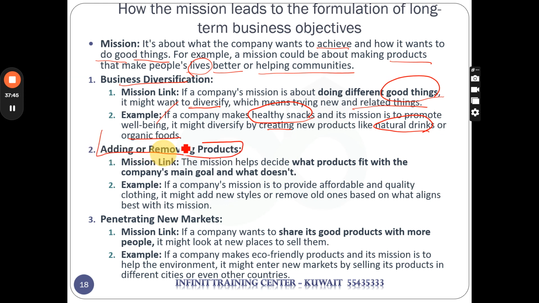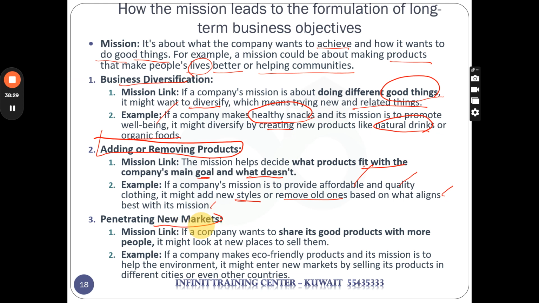Adding or removing products, this is another business objective. How can we link this to your mission? If a company's mission is to provide affordable and quality clothing, it might add new styles and remove old ones based on what aligns best with its mission. So the mission link is what products fit with the company's main goal and what doesn't. If something is not fitting with the company's goal, then you have to remove those products.